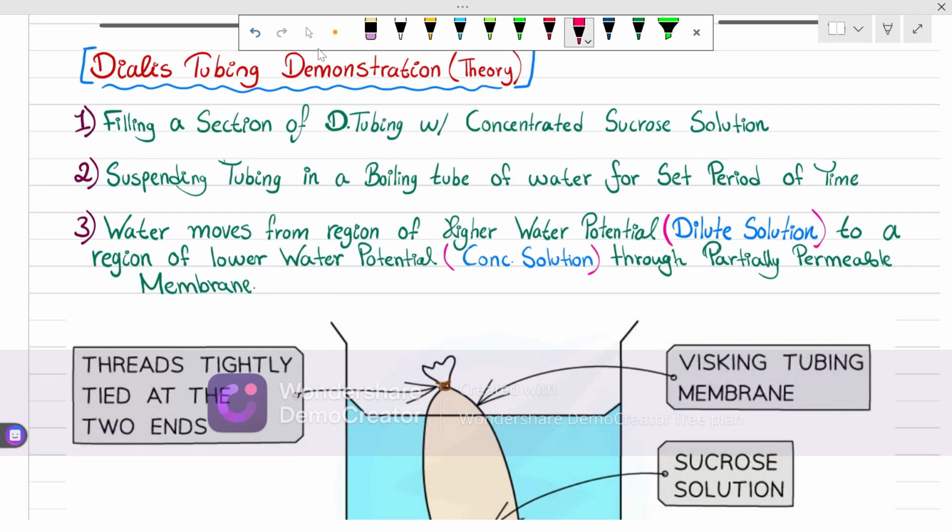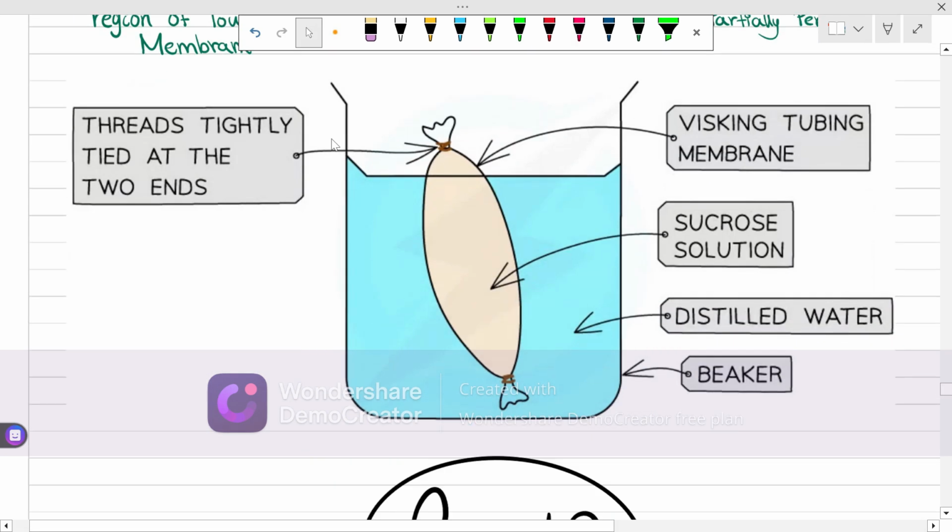The theory behind the dialysis tubing demonstration. First, fill a section of dialysis tubing with concentrated sucrose solution. Then suspend the tubing in a boiling tube of water for a set period of time. Water will move from a region of high water potential, dilute solution, to a region of low water potential, concentrated solution, through a partially permeable membrane. This is the example.